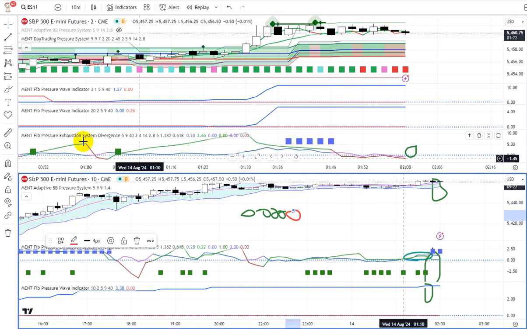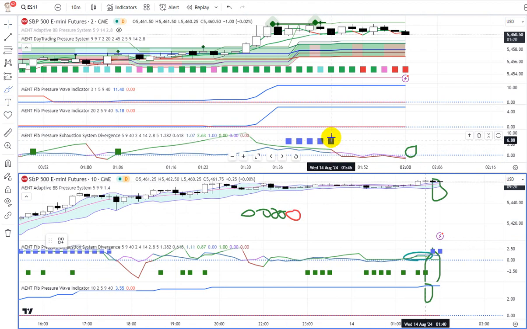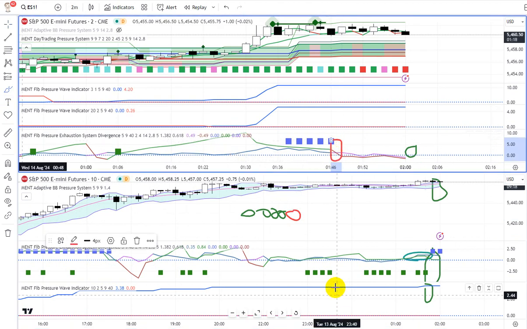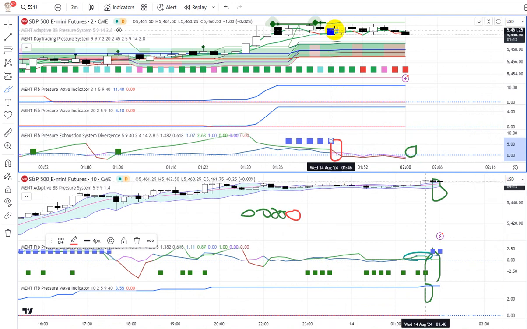If you're getting red like you have right here, here's a great example. You're getting red right here. Everything else is green. This is green, this is green, this is above, this is green, this is green, this is green. Everything is bullish, but you've gone here into red. What does this mean? This means you're getting into a pullback. And what you want to do is trade this as a pullback.